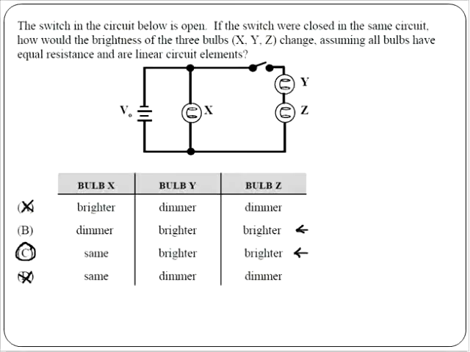You might think B because more bulbs means less current, and therefore dimmer bulbs. But that's not the case. As soon as you add these other resistors over here, that actually draws more current from the battery, because the resistance decreases when you add parallel resistance. But the current going through bulb X doesn't change. The extra current just goes through the other part of the circuit.